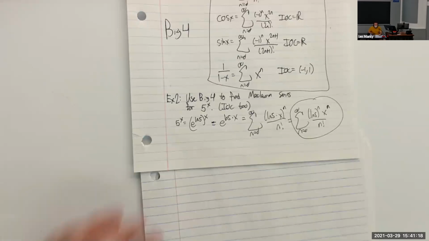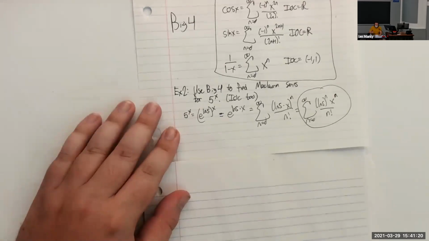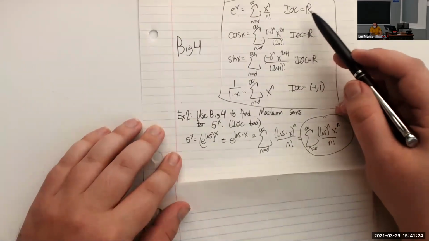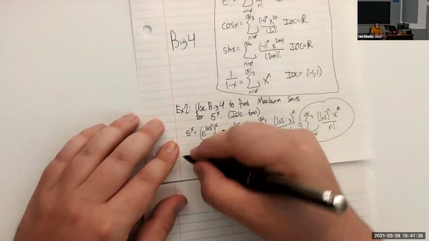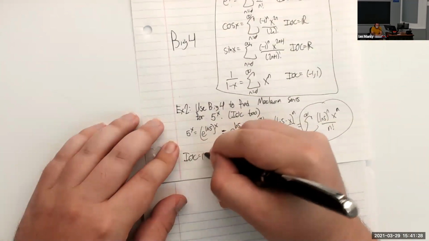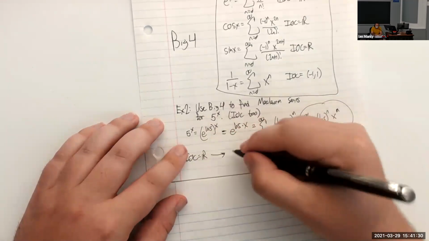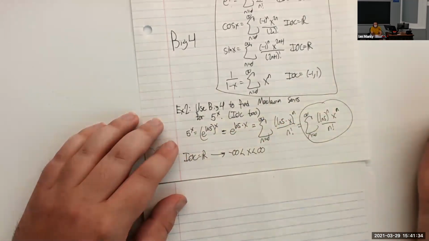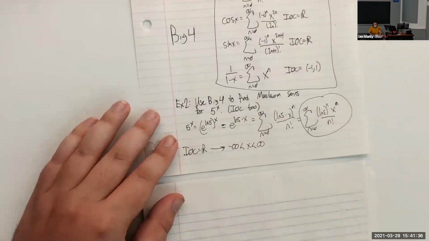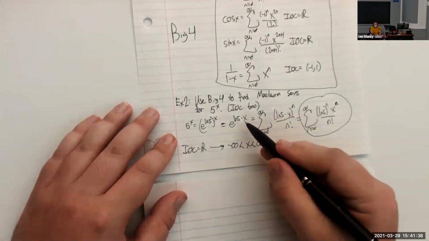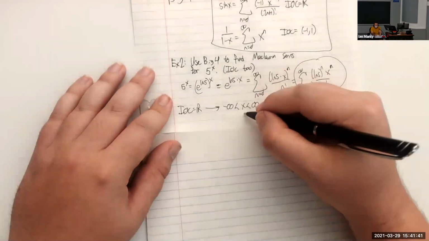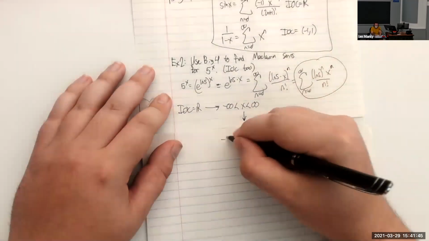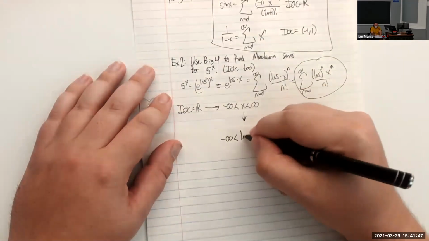All right, and then we could also use the existing IOC to help us as well. So the IOC with all real numbers, that's the same thing as negative infinity is less than x is less than infinity, right? Those are saying the same thing. Now, what I'm doing for this problem is I'm replacing this x with an ln of 5 times x, right? That's the only thing I'm doing.